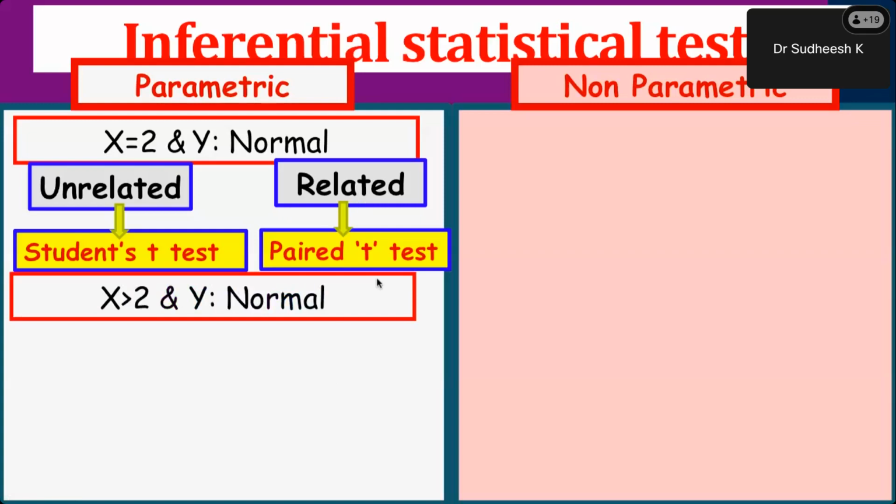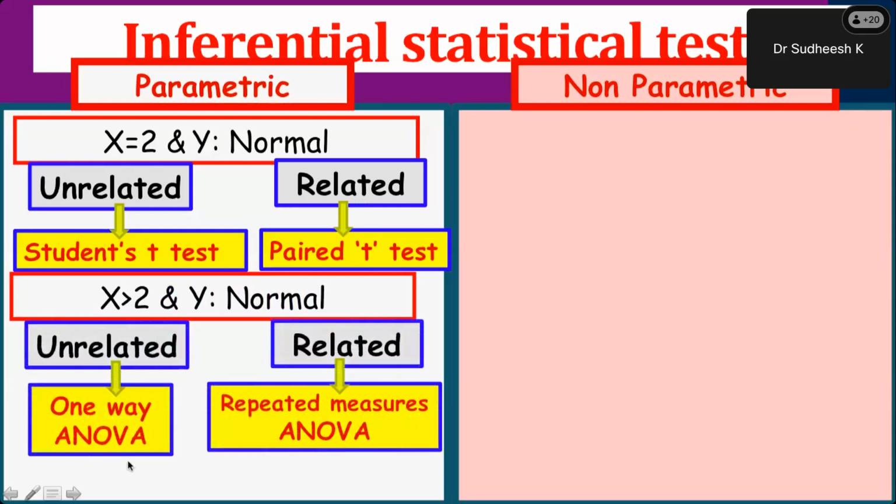Suppose the data is normally distributed and the number of groups is more than 2, let us say you are comparing clonidine, dexmedetomidine and control, and the data is unrelated, you apply one-way ANOVA. That is, when you compare group A versus group B versus group C, you apply one-way ANOVA. If the data is related, that means you are comparing baseline with 5, 10 and 15 minutes readings, that is known as related data, and that time you apply the repeated measures ANOVA test.